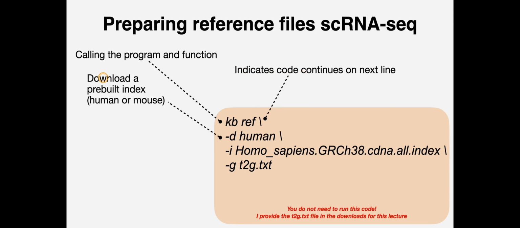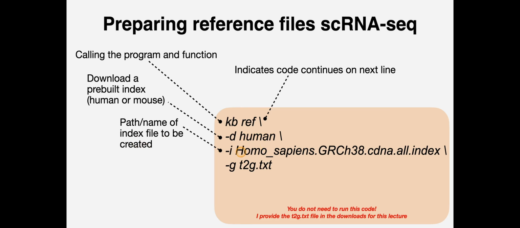We then download a pre-built index. So Kallisto bustools actually lets you fetch a pre-built index that they've prepared if you're working with human or mouse, and you do that using the -d for download command. We then tell it the path, or the name, of the index file that we want to create, or where we want to store this thing that it downloaded.